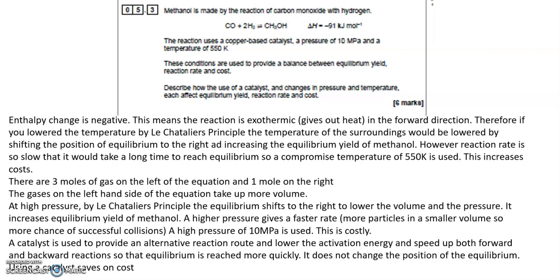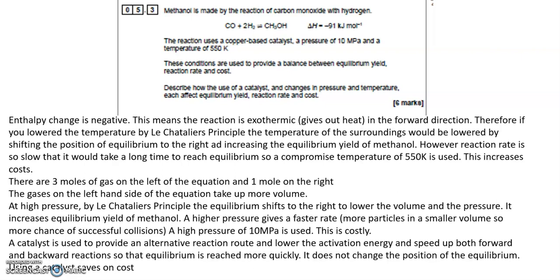So I've got 1 mole of carbon monoxide, 2 moles of hydrogen, making 1 mole of methanol. So I've got 3 moles on the left and 1 mole on the right. It's the delta H, the enthalpy change, the heat change at constant pressure. It is minus 91 kilojoules per mole. So it's an exothermic reaction.